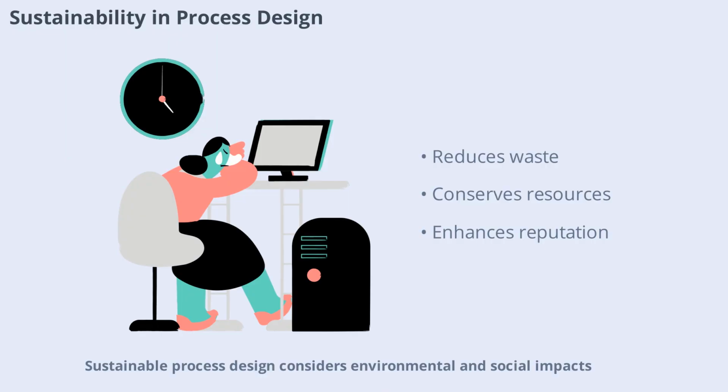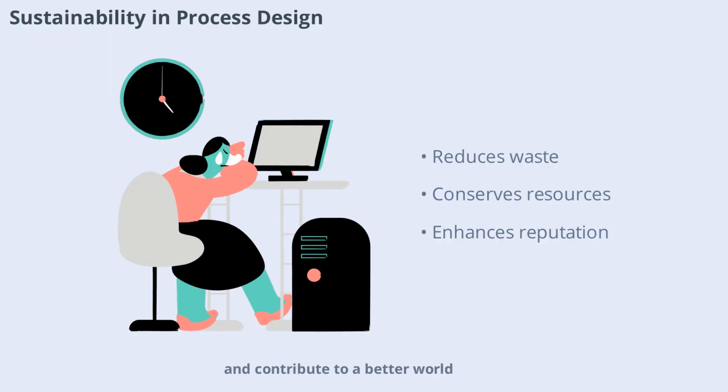Sustainable process design considers environmental and social impacts. This might involve reducing waste, conserving resources, or ensuring fair labor practices. By designing sustainable processes, organizations can meet regulatory requirements, enhance their reputation, and contribute to a better world.